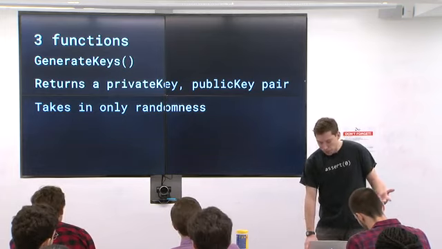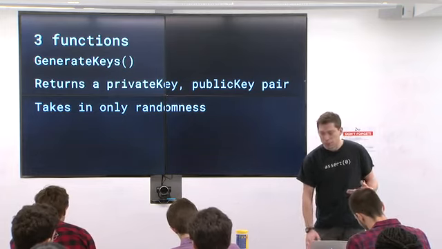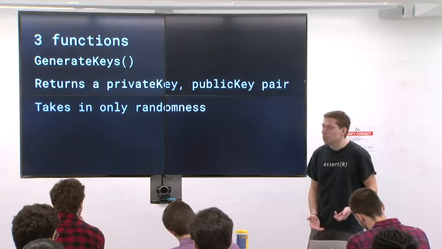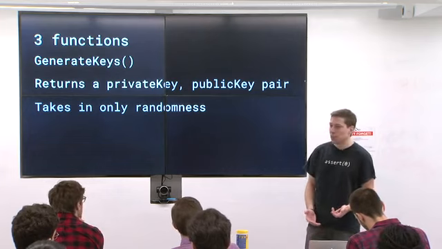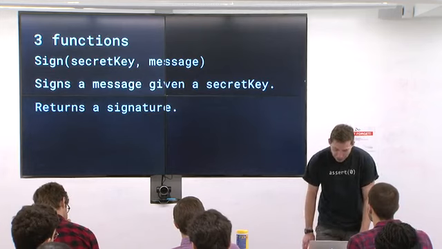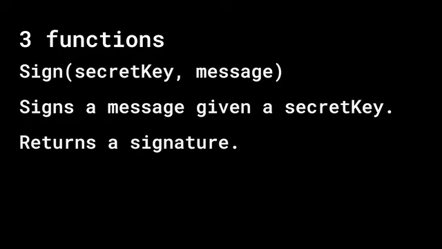Public key is public, you tell everyone. Private key is, or secret key. Actually, I think in the code I always say secret key. It's usually better to say secret key because at least it starts with a letter that's not P. Anyway. Okay, and then the signing function, where you take your secret key and your message, and it signs a message and returns a signature.